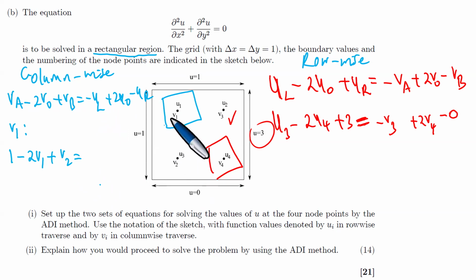If this is the center point, what is the U on the left? The center point for the U is plus 2U1. But the left is minus 1. And then the right is what? The right is the U2. So because we can see the U2 there, it's minus the U on the right. It's minus U2.